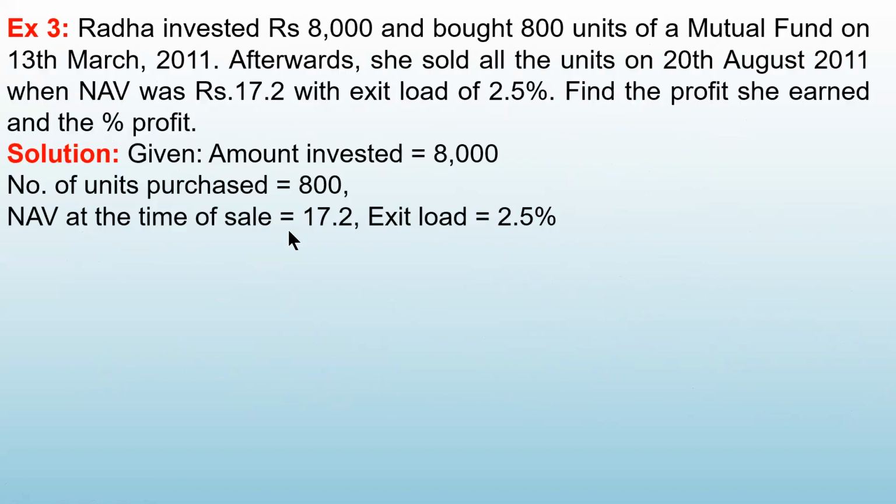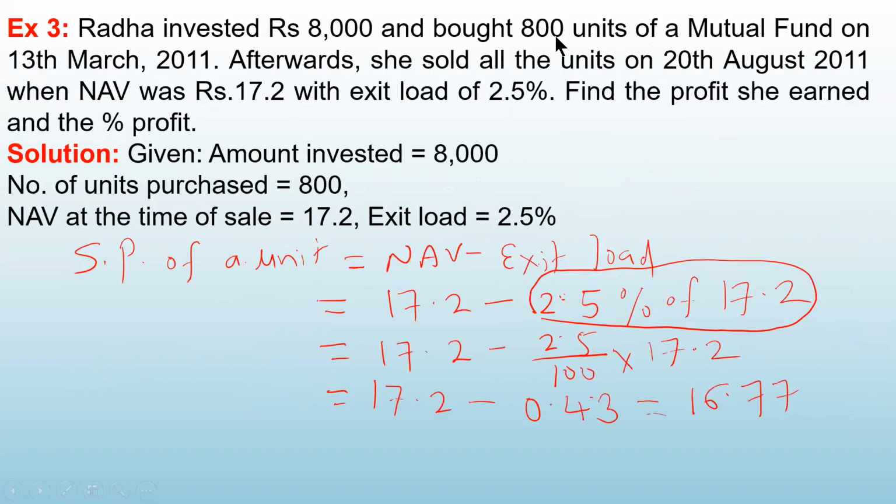You were given that the amount invested was 8,000 and 800 units were purchased. Afterwards, she sold the units with NAV of 17.2 and exit load is 2.5%. Here the amount invested is already given. You have to only find out the amount received. For that, you must know the selling price of one unit. Selling price of a unit is NAV minus exit load. NAV at the time of sale is 17.2 and exit load is 2.5%.